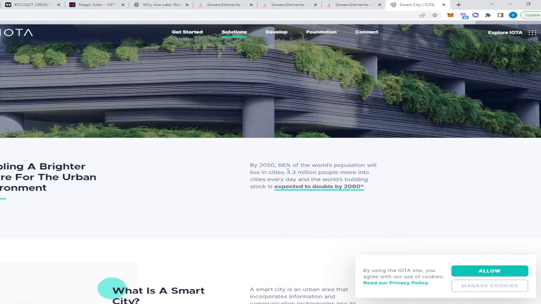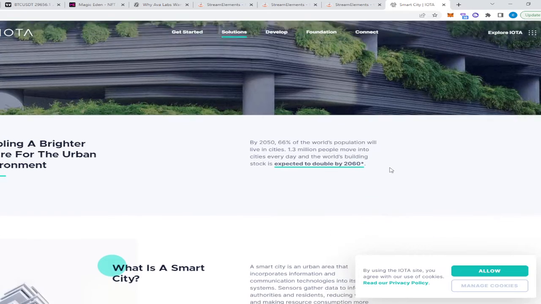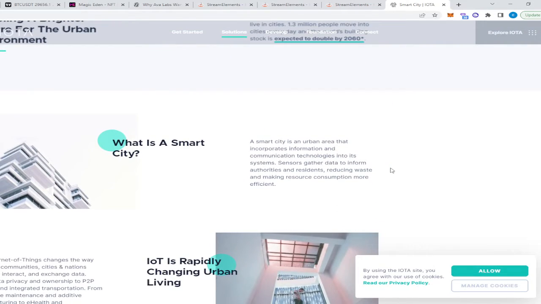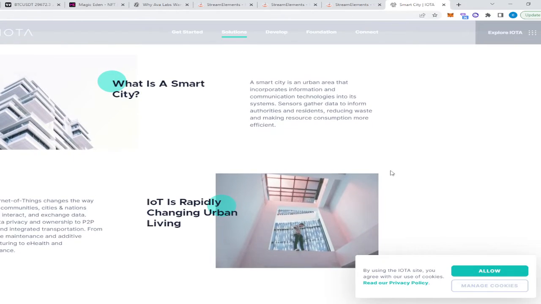By 2050, 66% of the world's population will live in cities. 1.3 million people move into cities every day, and the world's building stock is expected to double by 2060. What is a smart city? It's an urban area that incorporates information and communication technologies into its systems. Sensors gather data to inform authorities and residents, reducing waste and making resource consumption more efficient.